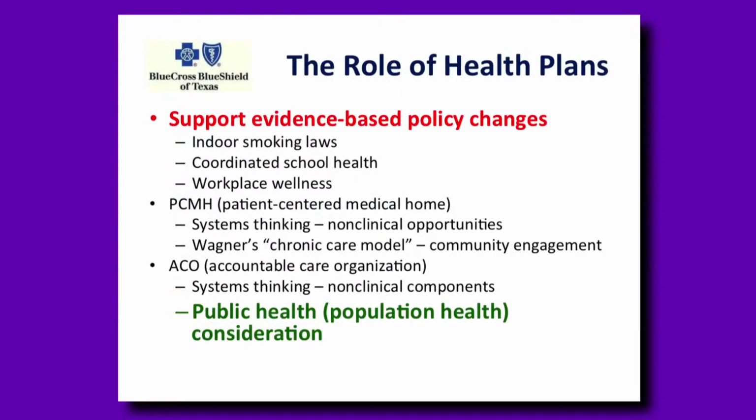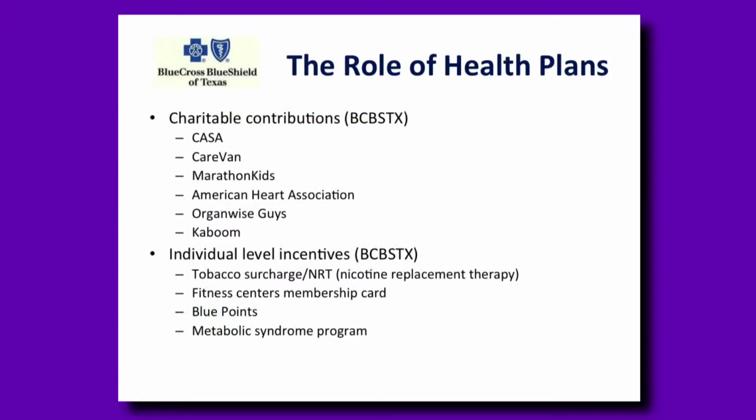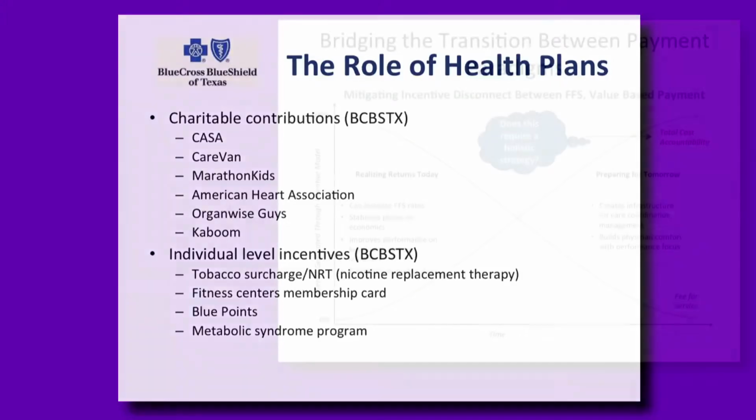This is just an example from Blue Cross Blue Shield of Texas. What they have done is they have created some evidence-based policies. And with regard to their ACOs, they're beginning to use more of a public health approach by thinking in a systems framework. So maybe take a lesson from the health plans. Also within Blue Cross Blue Shield of Texas, they have engaged the charitable community and they're beginning to provide support, ranging from Kaboom, which is an initiative, to caravans, to Casa, which means house. They're also focusing not just on the community, but also individual programs and services as well.